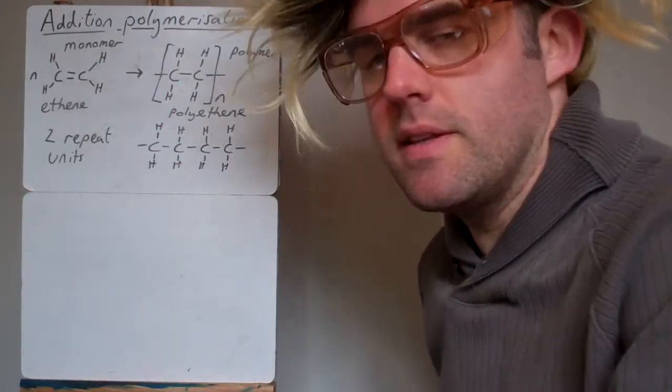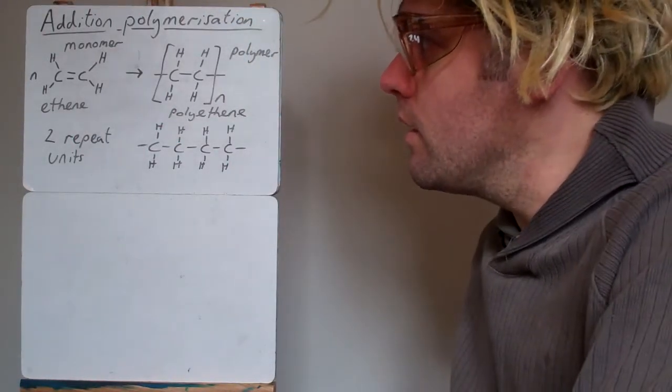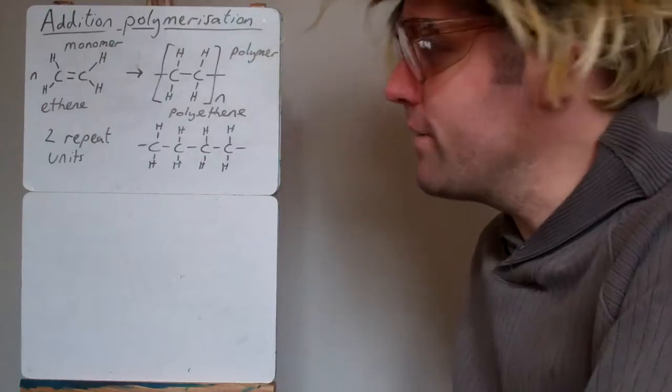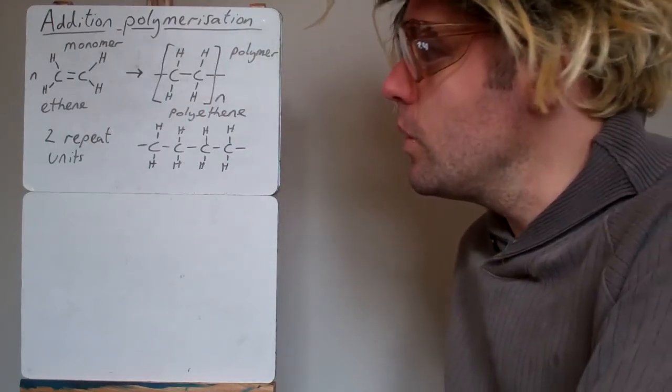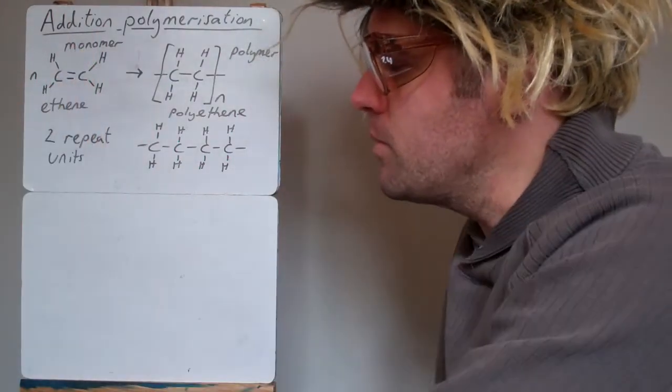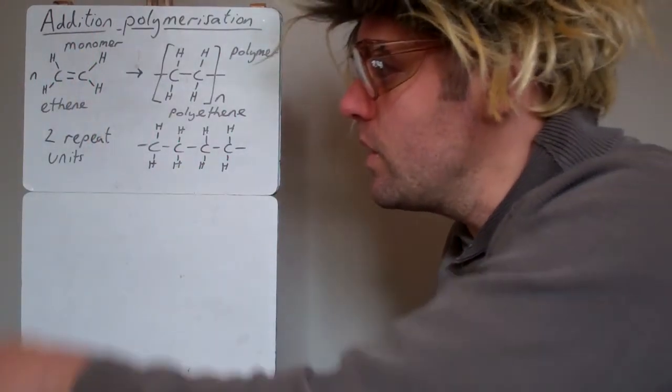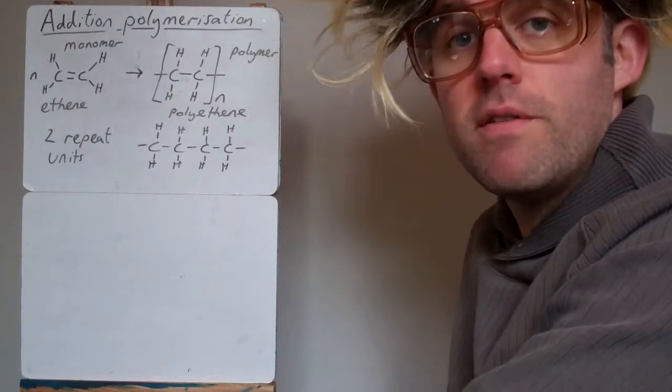Okay, this video looks at addition polymerisation. For addition polymerisation, you have to have a double bond. It's like a type of addition reaction. So, this is the most basic example. We've got ethene. So the n implies there's a lot of ethene molecules.